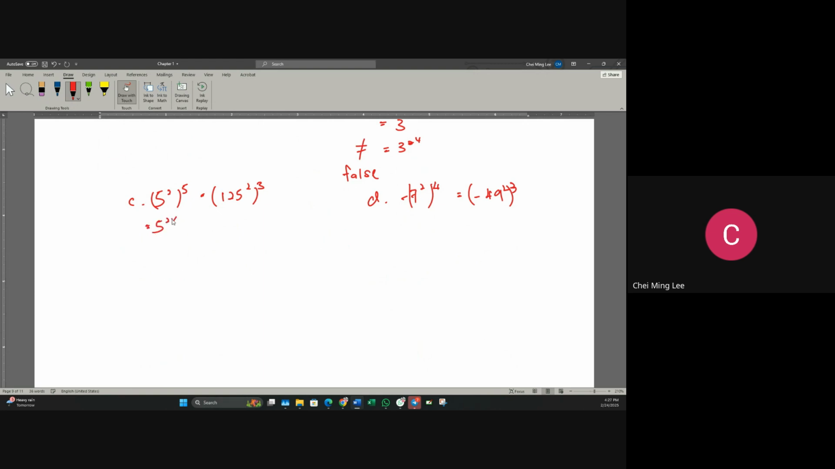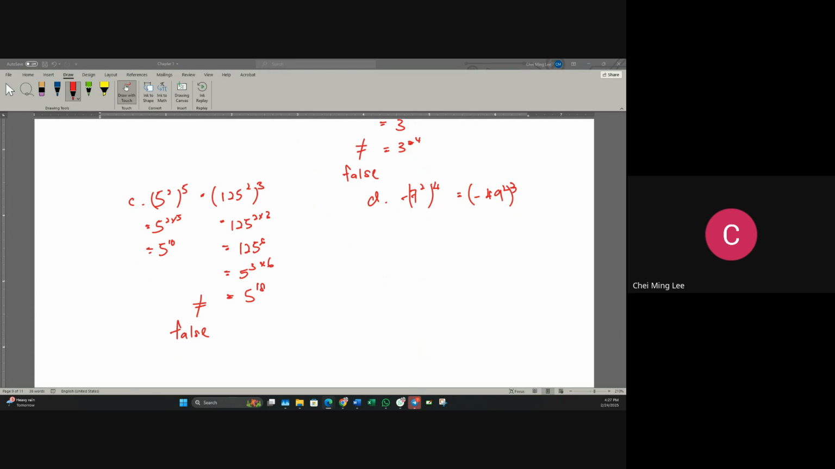5 to the power of 2 times 5, which is 5 to the power of 10. While this one is 125, 2 times 3, which is 125 power of 6. And 125 is actually equal to 5 to the power of 3. Okay, 3 times 6, which equals 5 to the power of 18. So they are not equal, so that's why this is false.